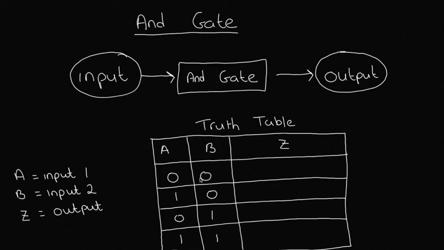So if we go through our truth table here, we can see that 0, 0, again, both of these are 0. In an AND gate, we need both of them to be true. So we need both of them to be 1. So the result of this will be 0. So we can fill in 0 here.